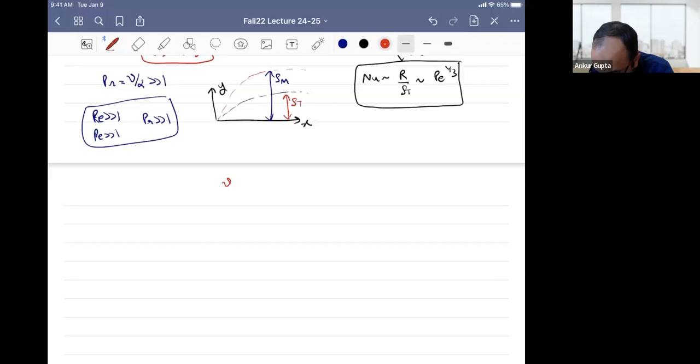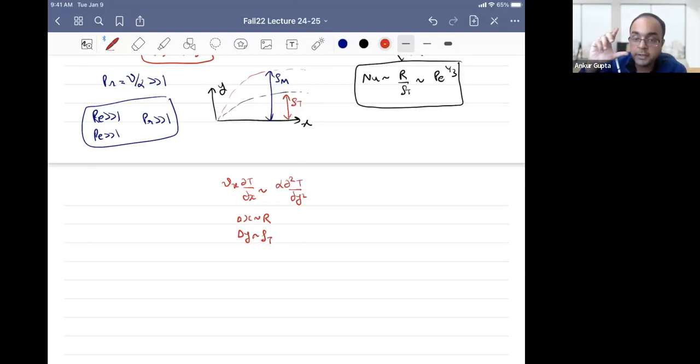And we'll have Vx del T by del X similar to alpha del square T by del Y square. We have discussed this. This is something you should remember. The convective balance can be written like this. Then delta X will be similar to R, remembering we are still in a sphere. This is just zooming in. Delta Y would be delta T, because I'm interested in the thermal boundary layer, temperature differences only. I'm not thinking about the momentum boundary layer right now. Capital delta T will be T wall minus T naught.